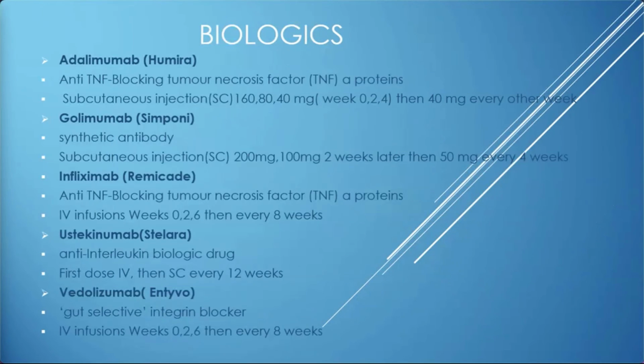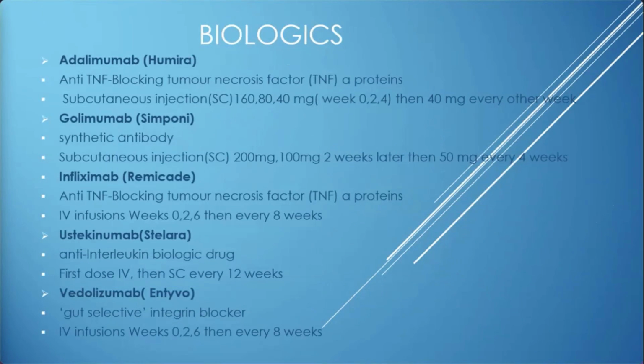This is a list of the biologics that are used in inflammatory bowel disease. Adalimumab, which is also known as Humira, is an anti-TNF. It's given as a subcut injection. It's given in 160, 80, 40 milligrams at week 0, 2, and 4, and then 40 milligrams every other week. Golimumab, which is also known as Simponi, is a synthetic antibody. It's also a subcut injection. It's given at 200 milligrams, 100 milligrams 2 weeks later, and then 50 milligrams every 4 weeks.